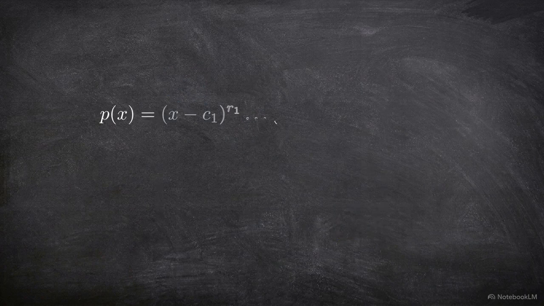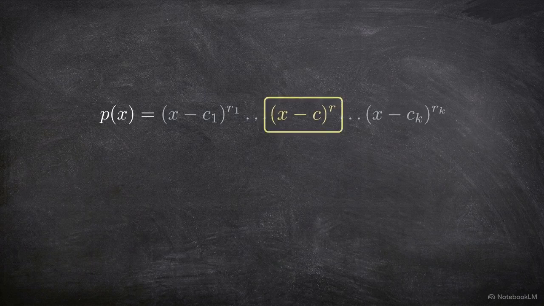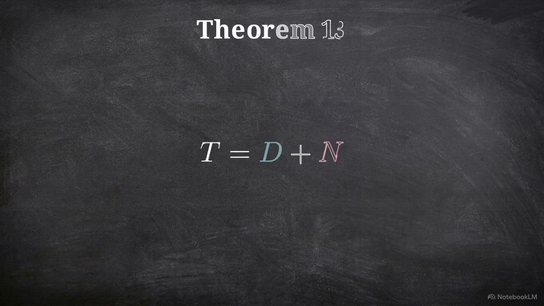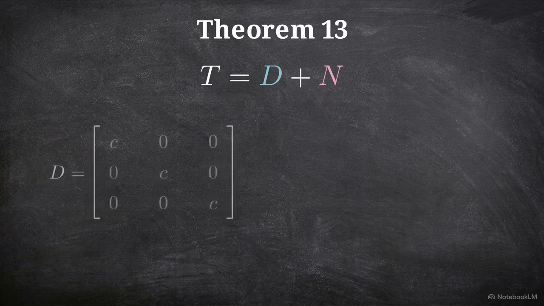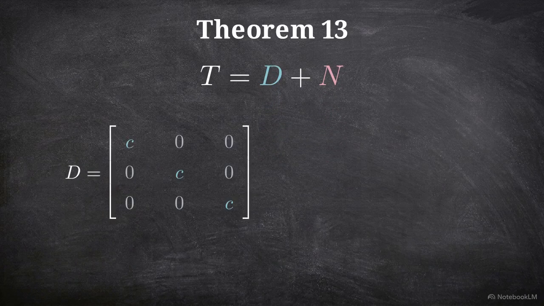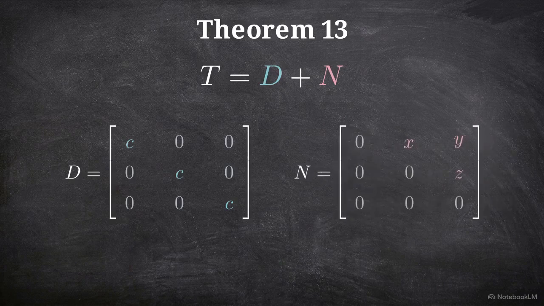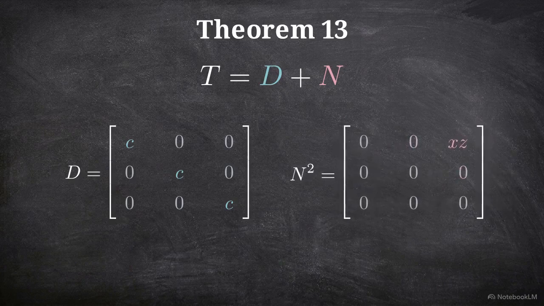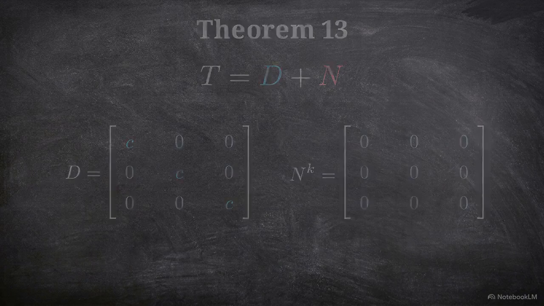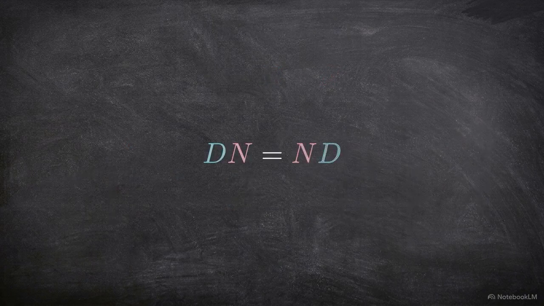Let's look at the special scenario where the minimal polynomial factors entirely into simple linear pieces, like x minus c. This equation brings us to theorem 13. When all the factors are linear, our operator t splits perfectly into two distinct operators. T equals d plus n. D represents the diagonalizable part. It acts like a clean scalar. N represents the nilpotent part. A nilpotent operator is one that eventually multiplies to 0, where n to the power of k equals 0.